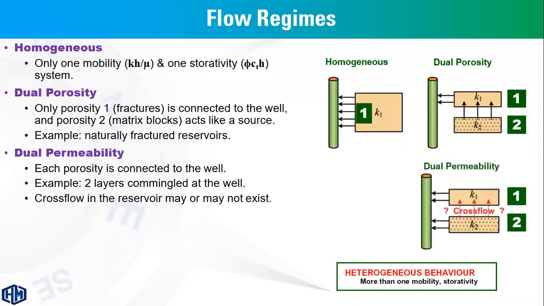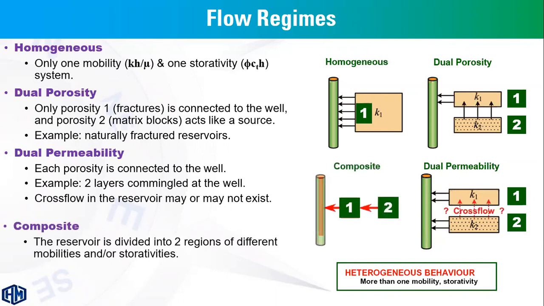The dual mobility system, as you can see, we also have two components, like two layers of different mobilities, K1 and K2. So we have flow from K2 or layer 2 to layer 1, and flow from layer 1 to the wellbore, and maybe from layer to the wellbore itself. And also, in this case, we may have a cross flow between the two layers based on the pressure difference between them. For the composite system, as you can see, also we have two components. So in this case, the reservoir is divided into two regions of different mobilities and storativities.